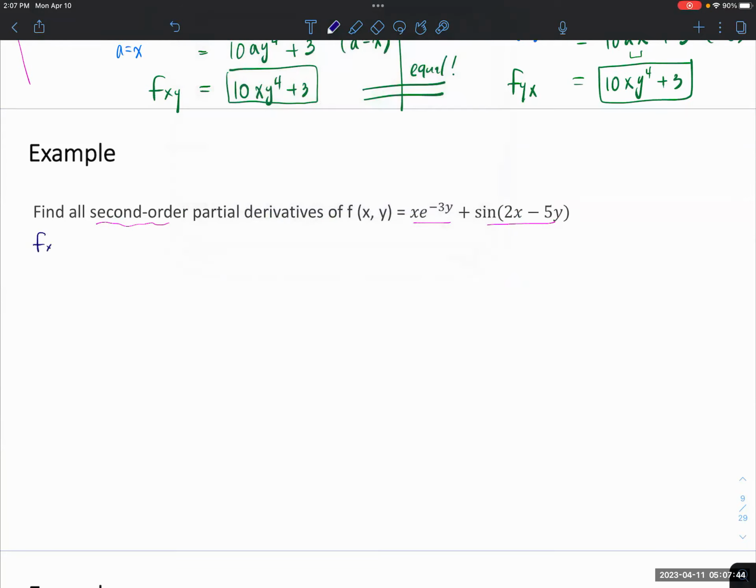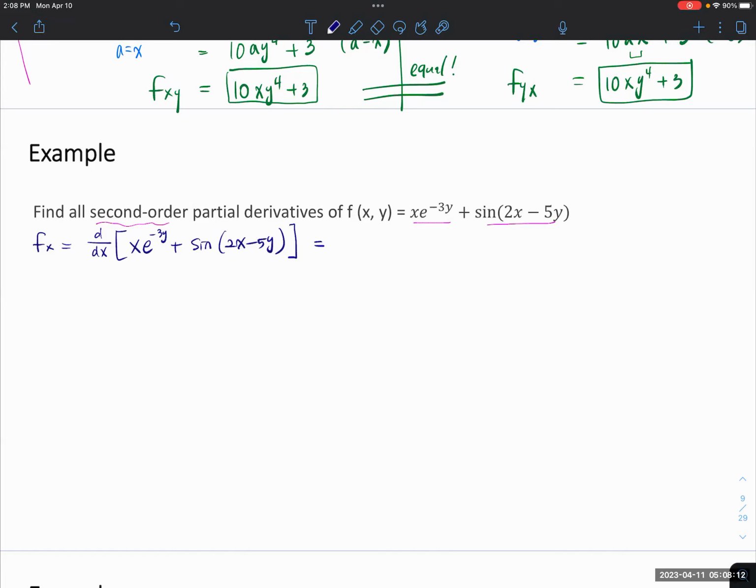You need to first find the partial derivative. So fx, what is the question? x e to the negative 3y plus sine 2x minus 5y. So you're gonna take the first partial derivative with respect to x. So what is going on?